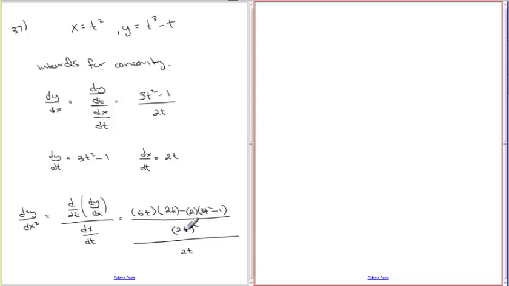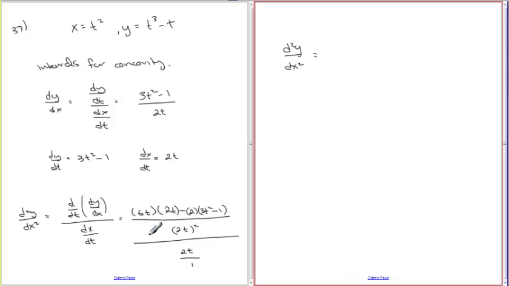So the question is, does this cube? Well, if we do this, we'll have 2t over 1. And to divide this whole thing by this whole thing, you take the reciprocal. And so that's going to be 2t cubed in the denominator. So d squared y over dx squared.